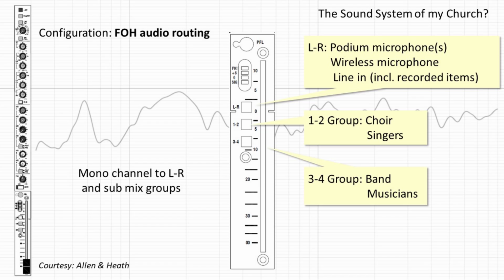Now a few answers about the mixing board. All input channels can be routed directly to the right and left output channels, or to subgroups 1, 2, 3, or 4. We will see in our example that podium microphone, wireless microphone, and line-in content can be assigned directly to the left and right output. Choir singers to subgroup 1 and 2, and the band, the musicians, to subgroup 3 and 4. Note that those two subgroups are assigned to the left and right output.